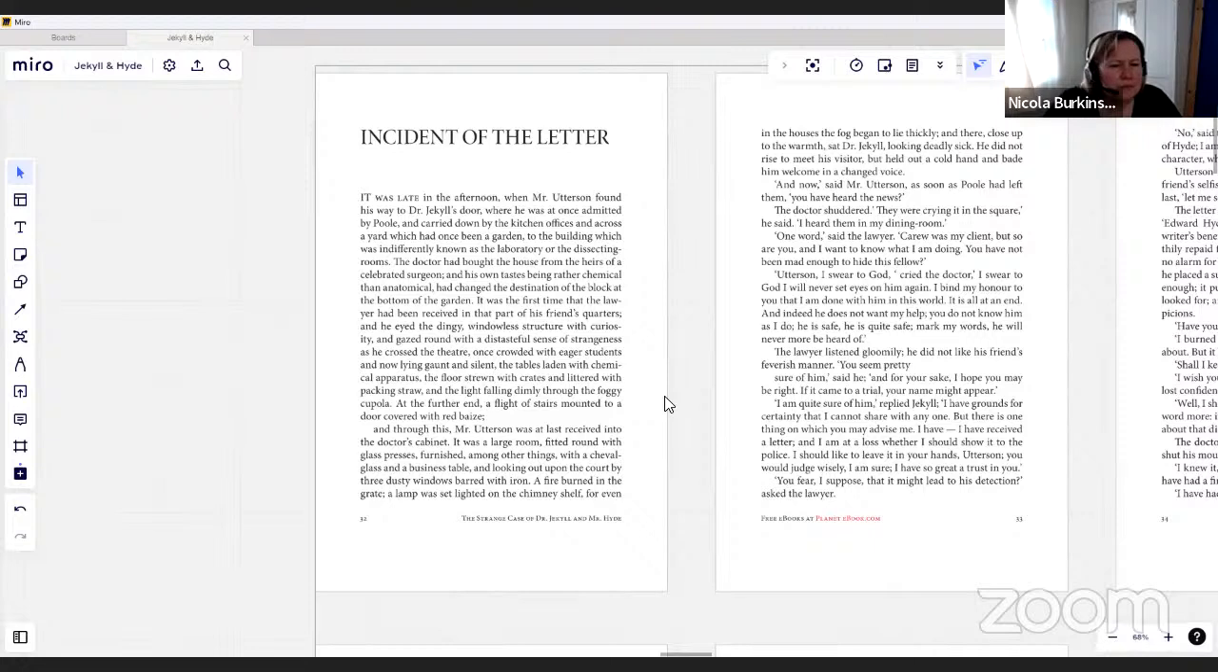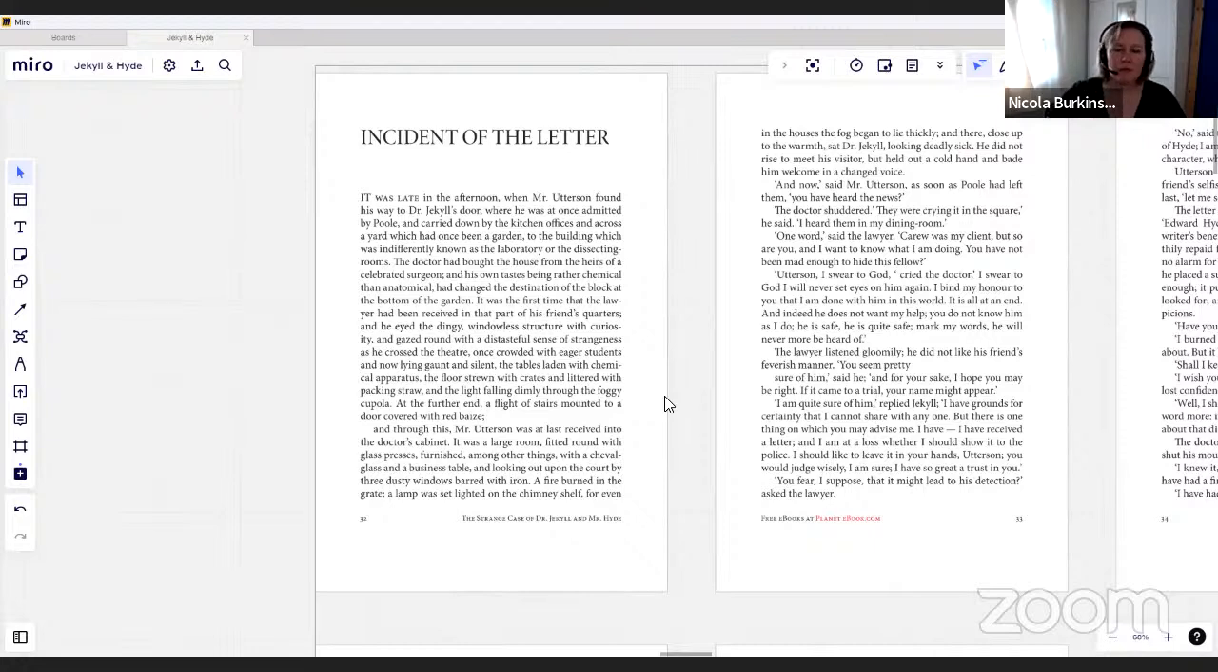It was a large room, fitted round with glass presses, furnished, among other things, with a cheval glass and a business table, and looking out upon the court by three dusty windows barred with iron. A fire burned in the grate. A lamp was set lighted on the chimney shelf, for even in the houses the fog began to lie thickly. And there, close up to the warmth, sat Dr. Jekyll, looking deadly sick. He did not rise to meet his visitor, but held out a cold hand and bade him welcome in a changed voice.